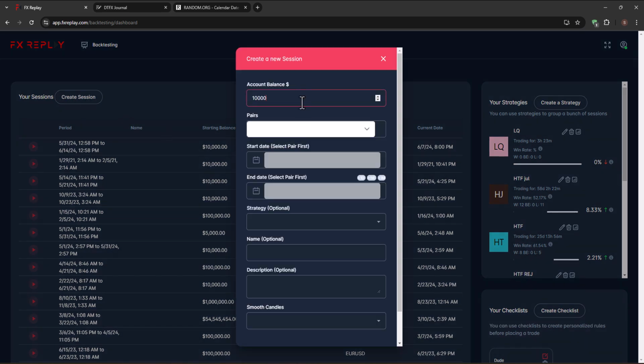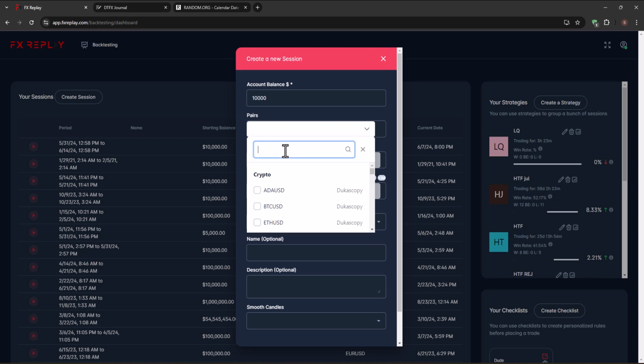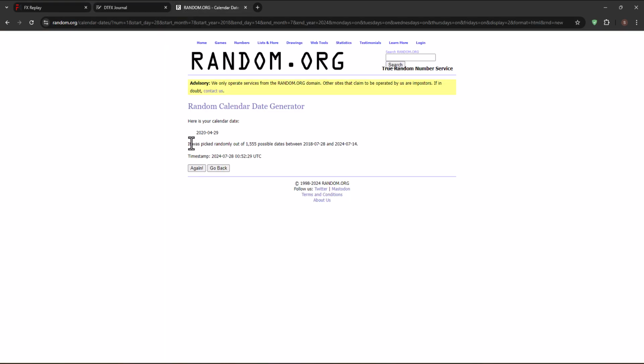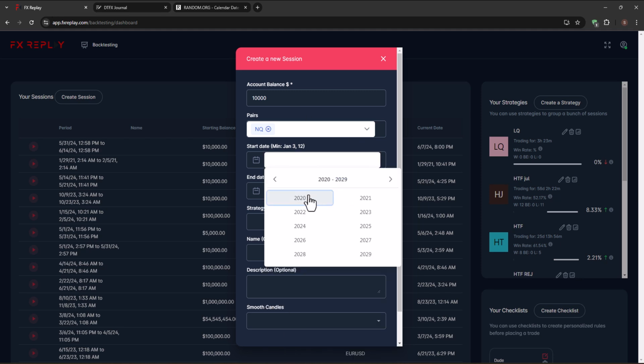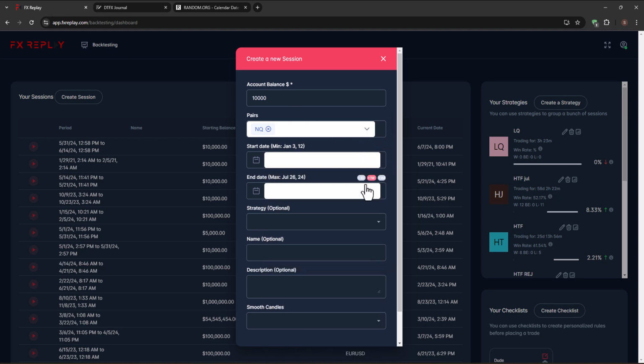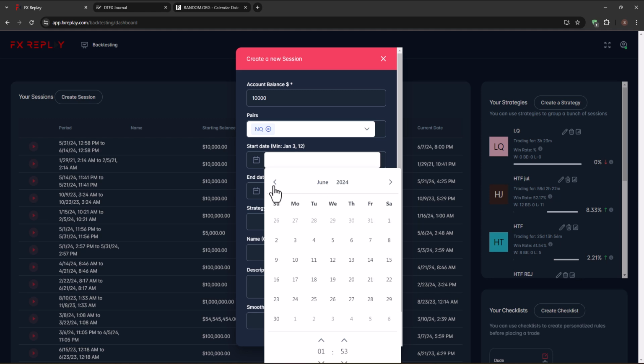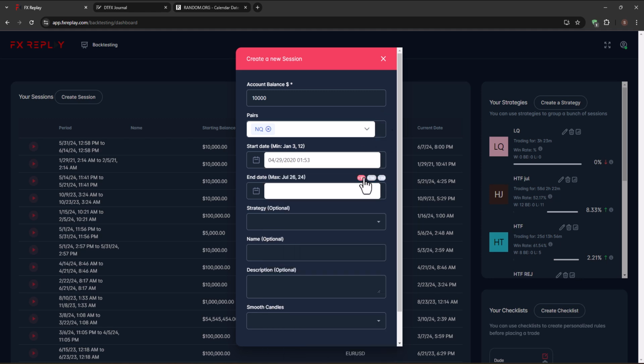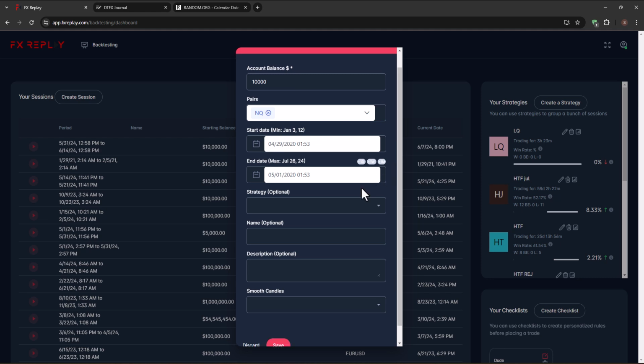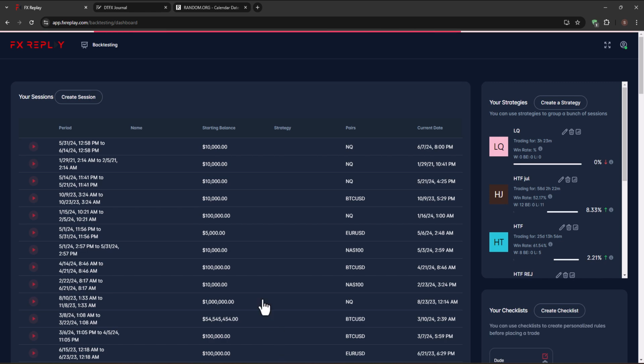Let's set an account balance. We're gonna use NQ for this one. And for the time frames, we're gonna focus on the 1 minute for execution, right? We're also gonna take some entries on the 2 minute, 3 minute based on what we have, right? So I believe this is the correct date. All right. Now let's start the backtesting session.